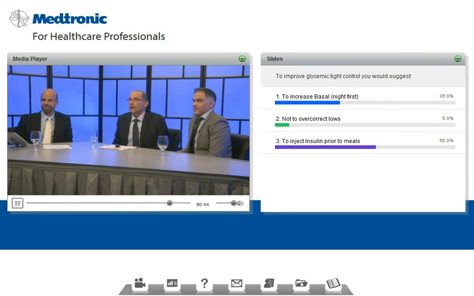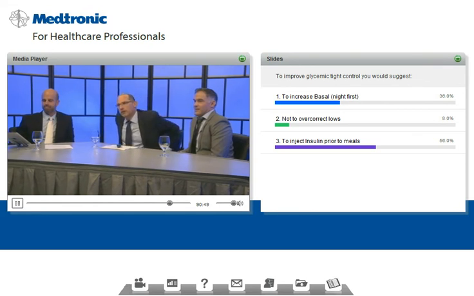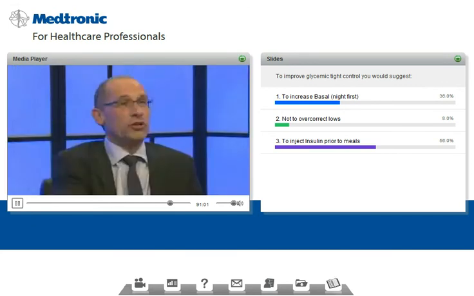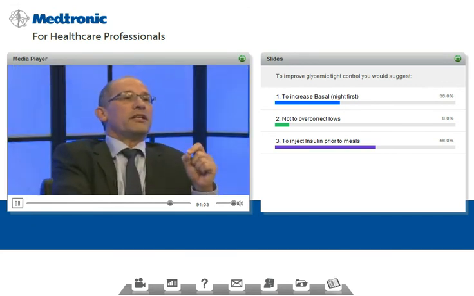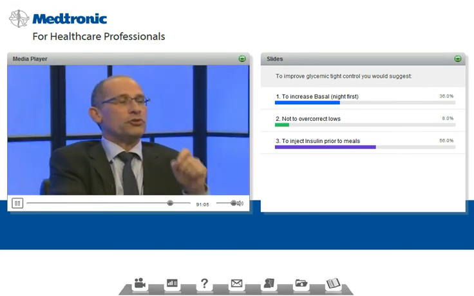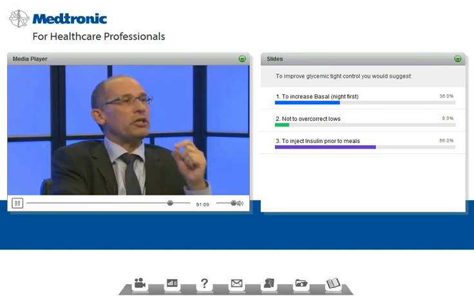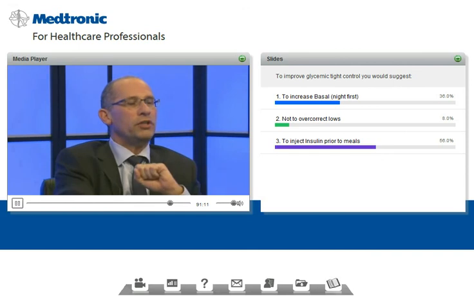Okay. So, to increase the basal rate, that's a correct answer. To inject insulin prior to the meals is also a correct answer. Not to overcorrect lows, again, is the answer. So, we're not asking knowledge here, what to do. It's just to show you that using the downloads, you can pinpoint all of these issues.